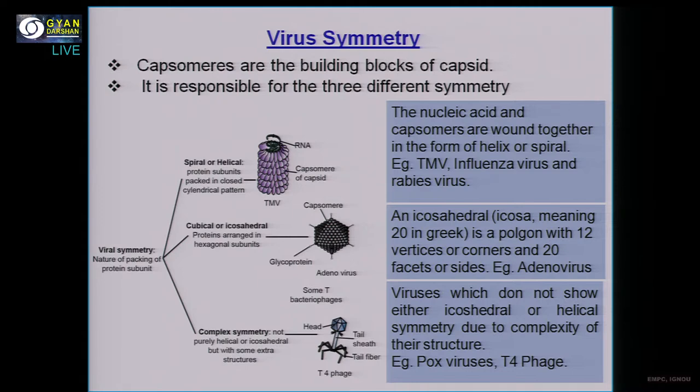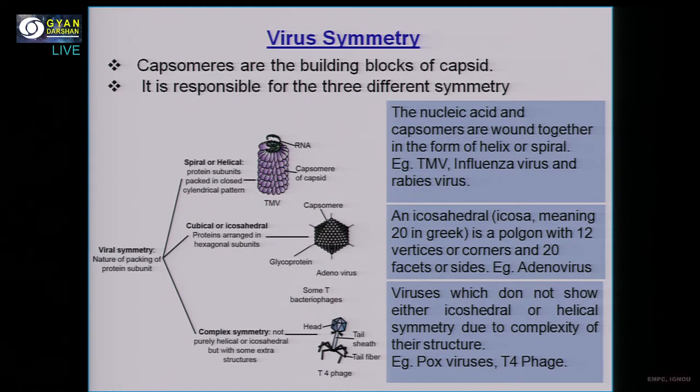The capsid is made up of capsomeres. A capsomere is a building block of the capsid. Basically, it is a protein molecule responsible for the different symmetries of viruses. So you can classify the symmetry of viruses: one is spiral or helical symmetry, another is cubical or icosahedral symmetry, and the third one is complex symmetry. The nucleic acid and capsomeres are wound together to form helical or spiral symmetry. In this group, the TMV, influenza virus, and rabies virus come. So their symmetry is helical or spiral.